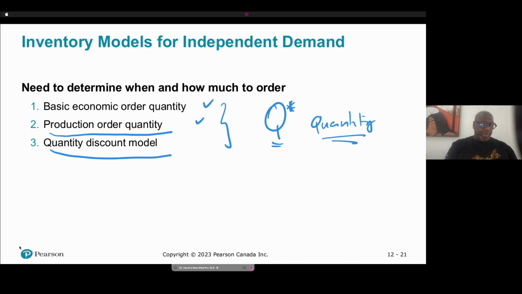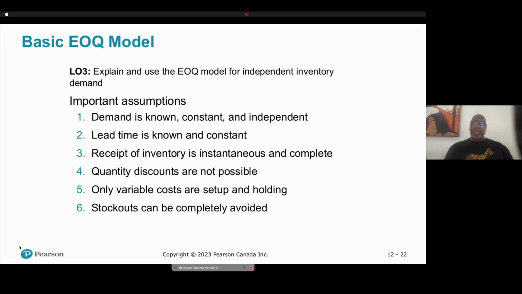And so the most popular of these models is the basic EOQ model that we will take a look at very quickly. There are a number of assumptions associated with the EOQ model. It assumes demand is known, and that the lead time is known and constant. So if I place an order for an item and the lead time is 3 days, the item would arrive exactly 3 days later, right?